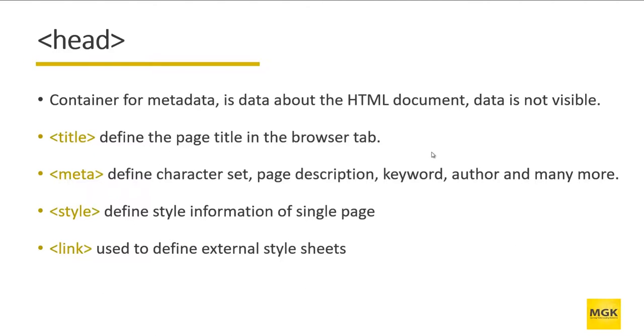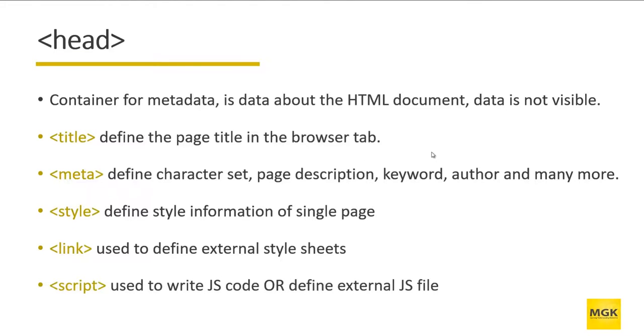There is another tag we use in the head tag, the link tag. Link is used to link external style sheets. There are three types of style sheets: inline styling, external style sheet, and internal style sheet. We will cover them in the future. Script is used to write JavaScript code or define an external JavaScript file in it. These are the tags we use in the head tag. Let's move on.